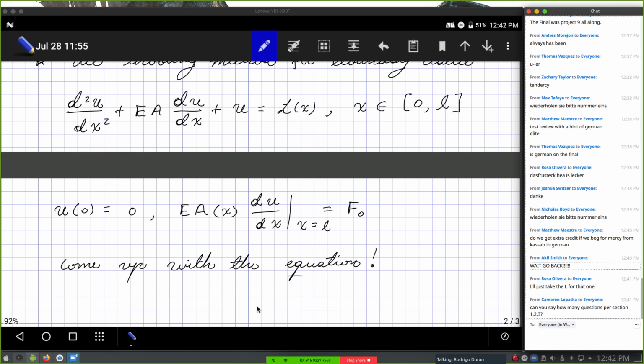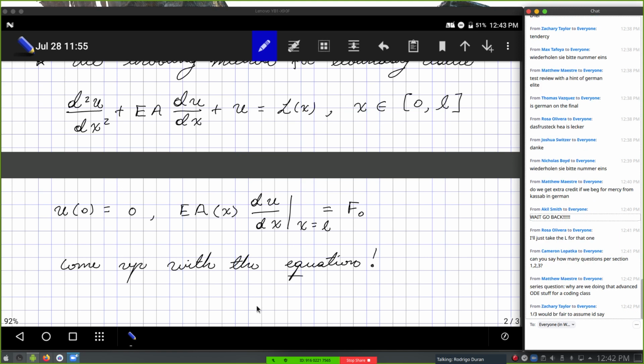It has something to do with, like, if you needed local evaluation of the first derivative or something like that. I'm sure a question that you saw in class. Serious question. Why are we doing that advanced ODE stuff at a coding class? Because this is not a coding class, it is a math class. It just has coding in it, like everything else that comes after this.